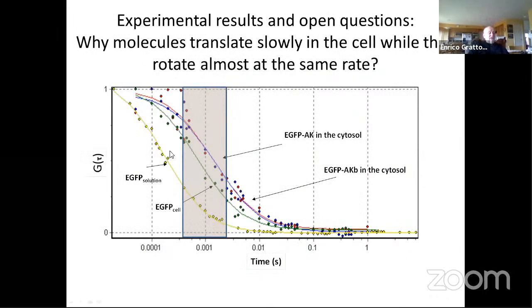I told you that if we measure EGFP in solution or EGFP in the cell, the correlation function stays the same, but it moves a lot, about a factor of 5.